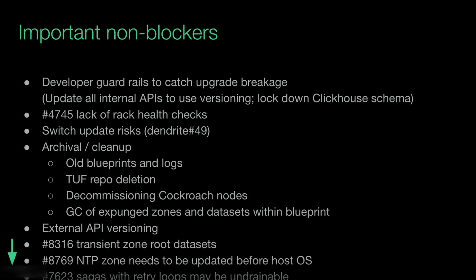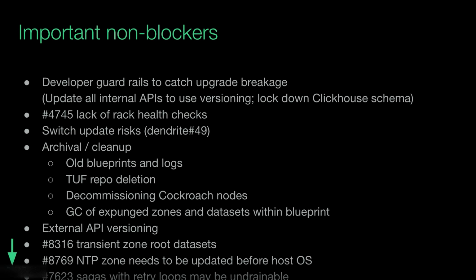So the first one I mentioned is a catch-all for developer guardrails to catch upgrade breakage. Obviously, you don't technically need that in order to ship, but the longer we go without having those, the more we increase the risk that we don't discover a bug until late in the process, possibly even during an upgrade at a customer site, which is obviously scary. This is not one thing. This is like 10 things. And so we've done a lot of them. We may or may not get to all of them.